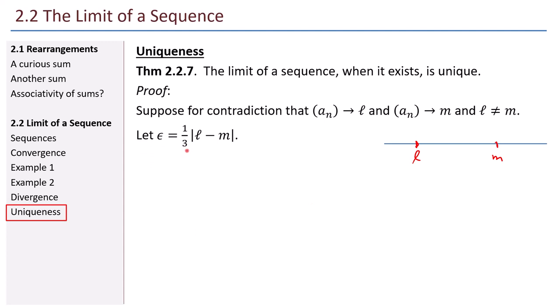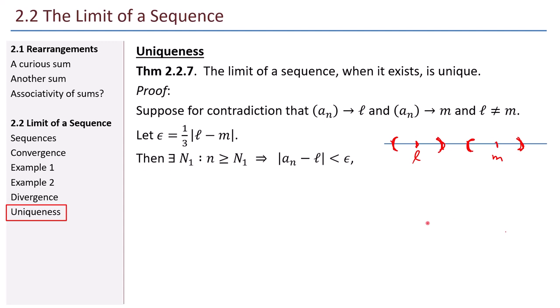Let epsilon be 1/3 that distance between L and M. So in the picture here, I'll divide that little segment into thirds, and so epsilon is 1/3 of the distance between L and M. And what I'll do is I'll actually continue that 1/3 on the left of L and to the right of M, and that's actually making my epsilon neighborhood of L and my epsilon neighborhood of M.